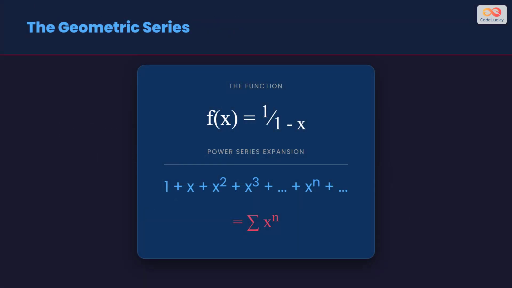We start with the geometric series, which is one of the building blocks of power series. The function 1 over 1 minus x can be expanded into the sum 1 plus x plus x squared plus x cubed, and so on. In sigma notation, this is simply the sum of x to the power of n.